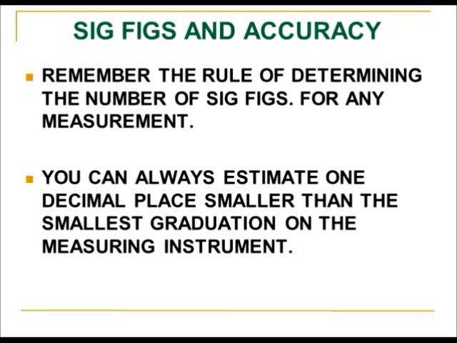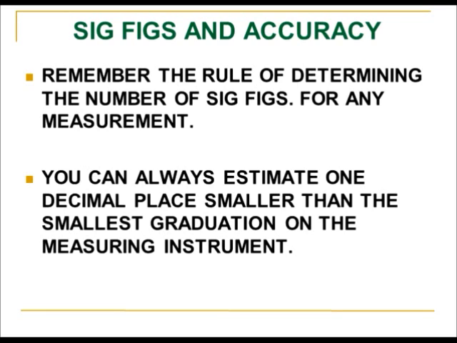Sig figs and accuracy. We're going to go over some of the rules, but these are the main things to remember. Remember the rule for determining the number of sig figs for any measurement. There are 4 rules, and we're about to get into those, but anytime I'm measuring, I want to make sure that I'm using my sig figs and keeping the rules in mind. And a big thing, especially in any kind of lab: you can always estimate one decimal place smaller than the smallest mark or graduation on the instrument you're using.